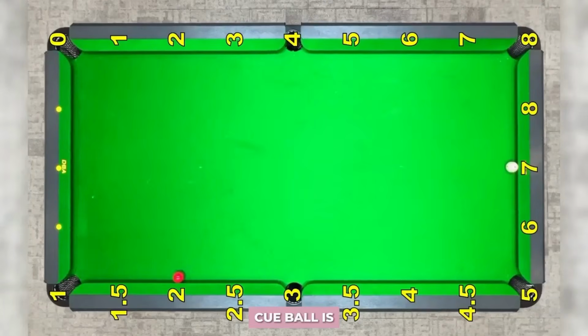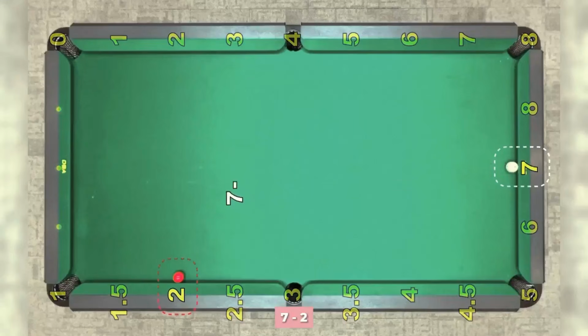Now, if the cue ball is at the 7 point and the object ball is at the 2 point, the formula for the two-rail kick shot is 7 minus 2. What's the answer? It's 5. So, aim at the 5 point.